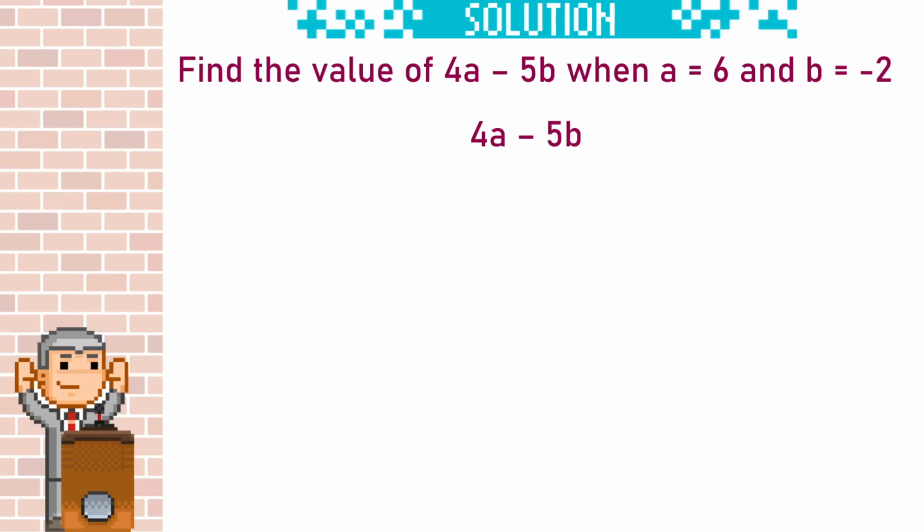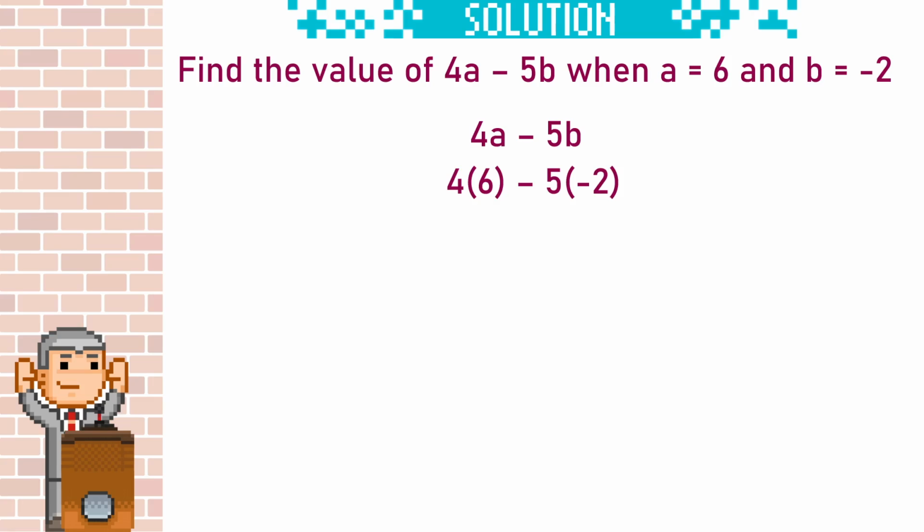When we substitute, we know what the value of the letter is and we want to find the value of the full expression. We know a is 6, so every time we see an a in the expression, we will change it for a 6. We know that b is minus 2. Every time we see a b in the expression, we'll change it for a minus 2. We need the brackets, otherwise the first term will look like 46.